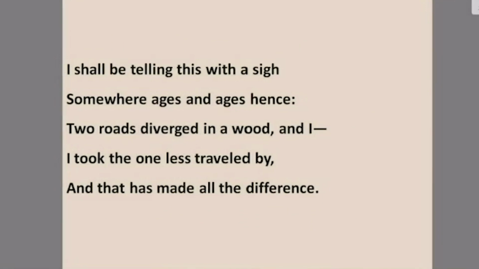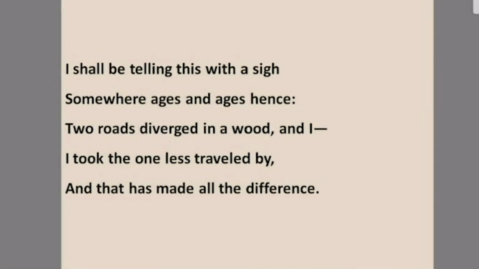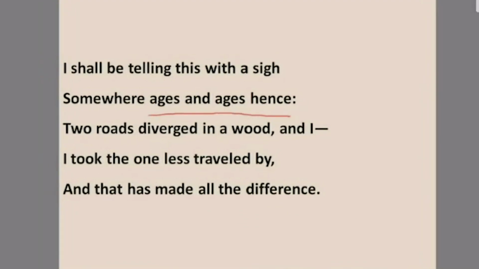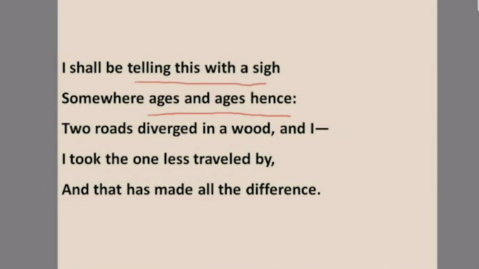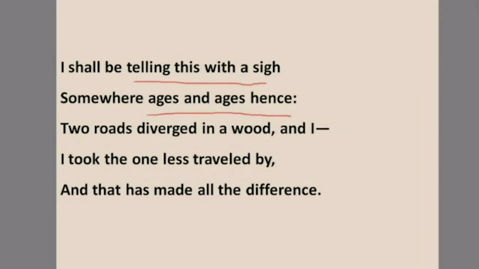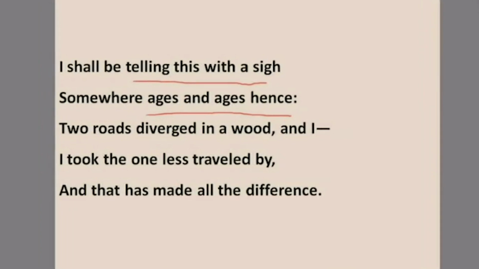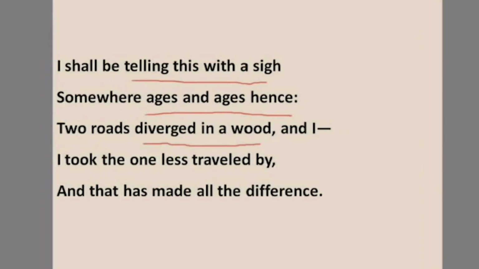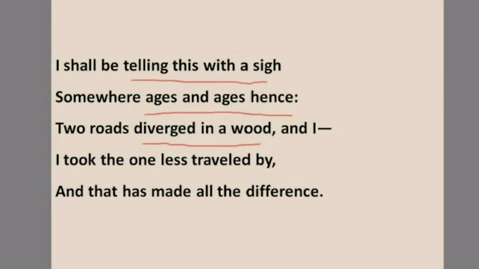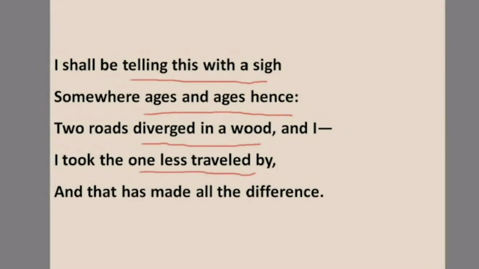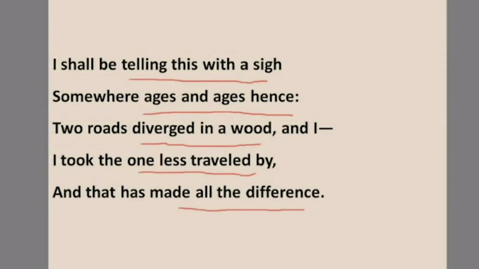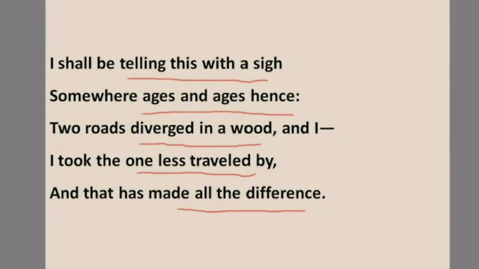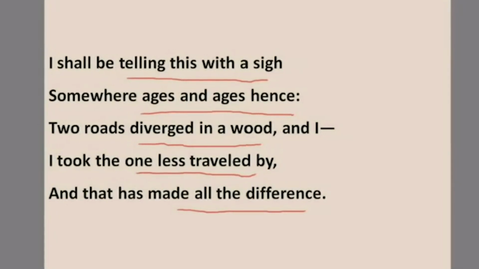So this is the last stanza. In this stanza, the poet said that in ages and ages hence, meaning in the future, the poet would be telling this with a sigh. The sigh can be positive as well as negative. He shall be telling this with a sigh that there were two roads in a wood. And which road did the poet take? The poet took the one less traveled by, and that has made all the difference in his life. You got it? And that has made all the difference.